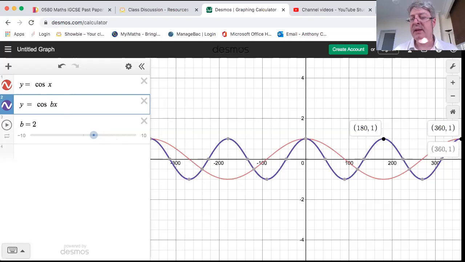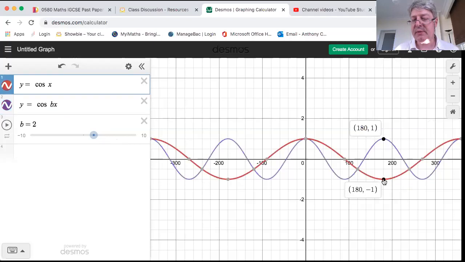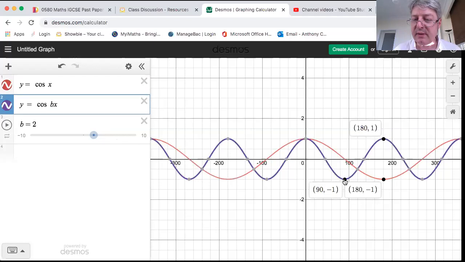So again, not all the points have moved the same distance from the red curve to the purple curve. The horizontal movement is by a factor of a half. So 360 halved is 180. If we go to this point here, it is 180, and if we half that, we will get 90 degrees. So that's a scale factor of a half. This was a scale factor of a half.